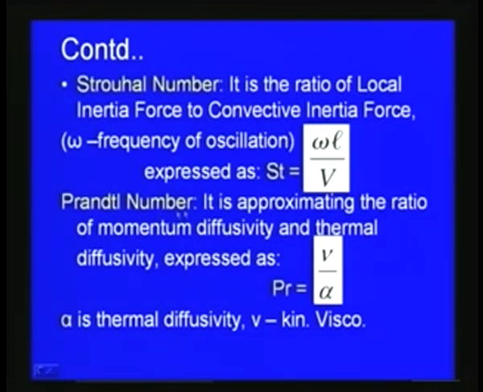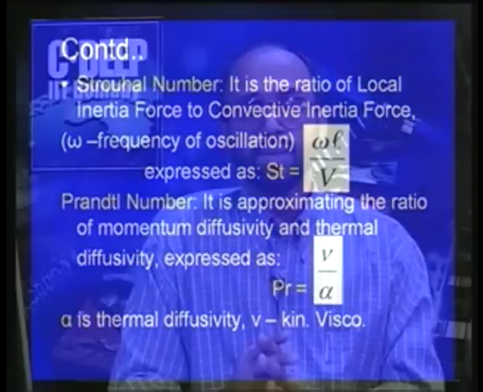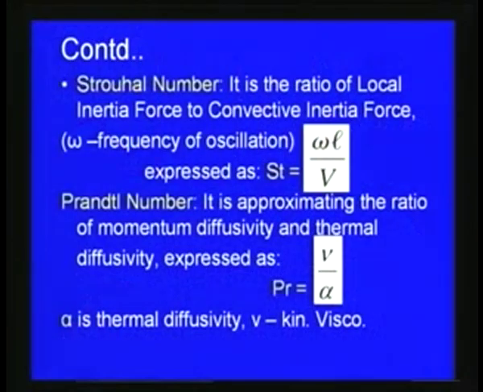Another important number is the Prandtl number. It approximates the ratio of momentum diffusivity to thermal diffusivity. Wherever the thermal effect is also considered in fluid mechanics, we use the Prandtl number. It is defined as Pr is equal to nu by alpha, where nu is the kinematic viscosity and alpha is the thermal diffusivity. This number is very important wherever thermal effects are also considered in fluid mechanics.